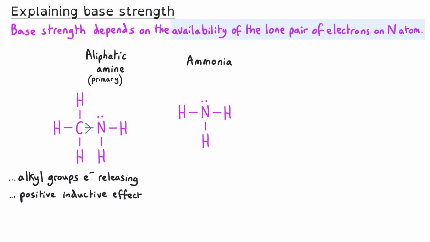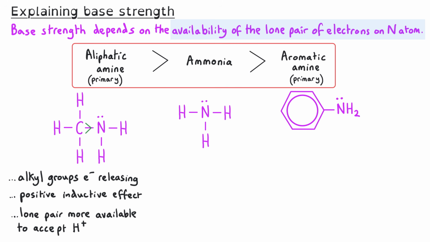And this doesn't happen in ammonia, as it's just 3 hydrogen atoms bonded to the nitrogen. And this means that the lone pair of electrons on the nitrogen is most available to accept hydrogen ions in an aliphatic amine. And so they are the strongest base. And the lone pair is least available in aromatic amines, and so these are the weakest amine base.